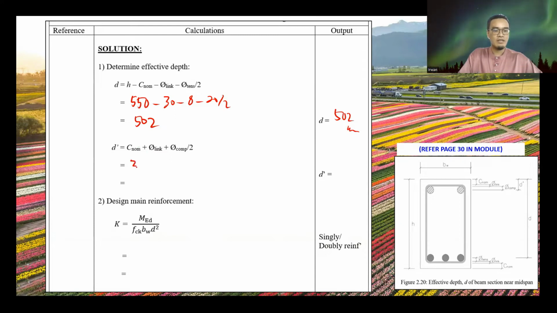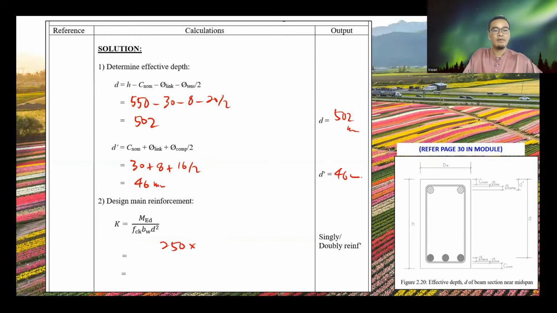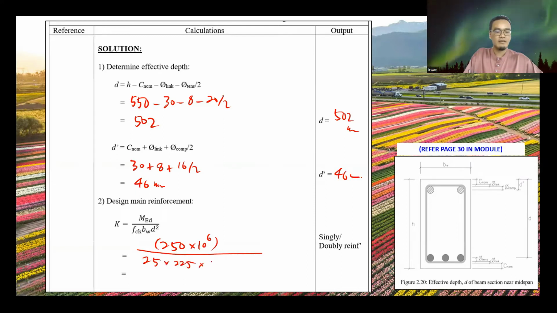Okay, how about our d prime? c nominal is equal to 30 plus diameter of link plus compression reinforcement 16/2. So the answer is 46 millimeter. So we have to determine the value of K. The bending moment, the design moment from the analysis, is 250 multiplied by 10 to the power of 6 for unit conversions, and divided by the fck. Our fck is 35, times 225 times the d of 502 squared.